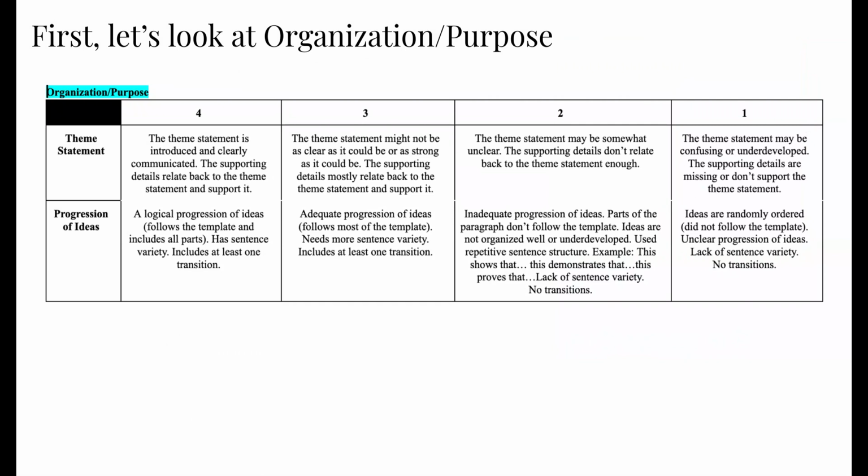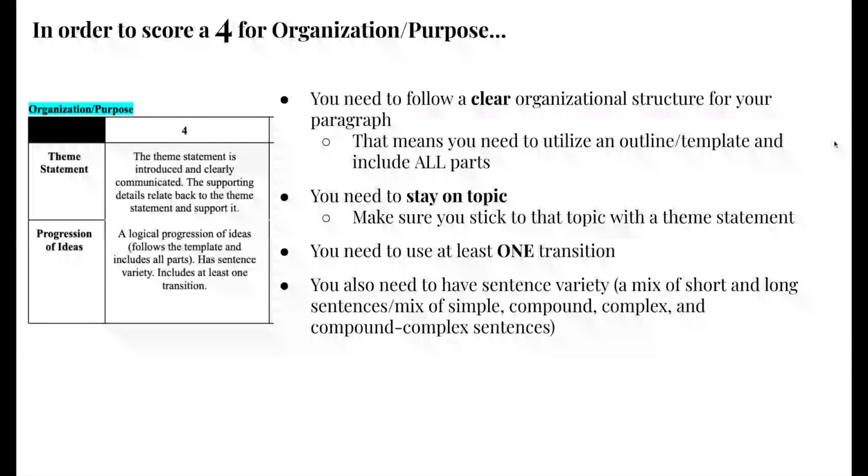First, let's look at organization and purpose. This is what the grading rubric looks like, and you can see it goes from 4 down to 1. And this is just a little overview of what the whole thing looks like. But we're going to go ahead and take a look at specifically how to score a 4. So in order to get a 4, which is the best score you can get for organization and purpose, this is what you would need to have.